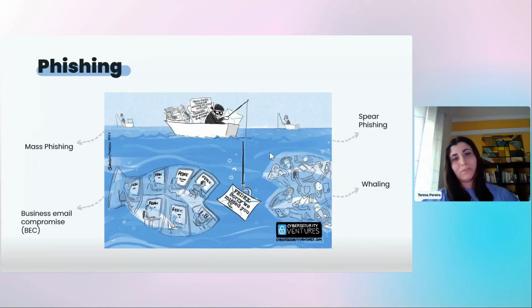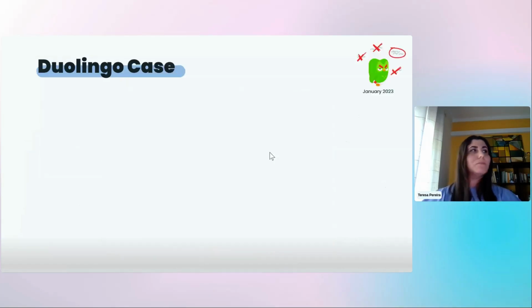So this is another one, spear phishing, where you customize the email. It targets a specific person, a group of people, or an organization. And whaling, where you target the board members, the CEO, COO, CFO, etc. And now let's talk about APIs finally, right?